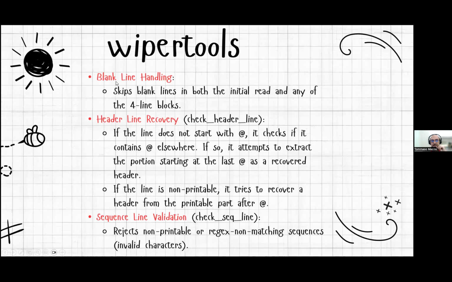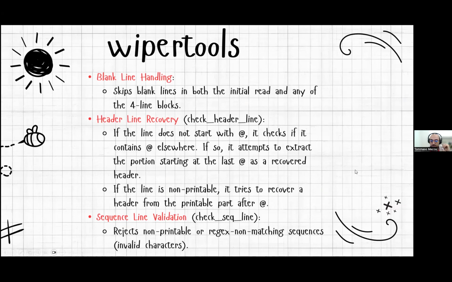commands. The first one is that it removes blank lines because they are not informative, and they could be introduced by the recovery stage of the GZRT tool. The second point is that it checks the header line, and so it looks for the occurrence of the @ character. If it identifies it, it says that this is the first line of a read. If there is a line that doesn't start with a @, it attempts to extract the portion starting at the last @ as a recovered header.